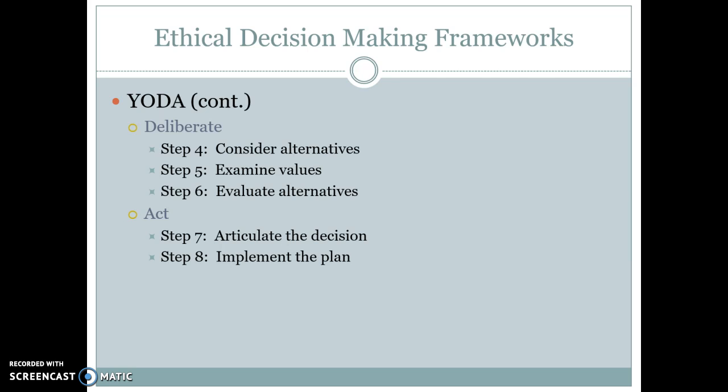The A in Yoda is act, which is to articulate the decision. So putting out there what happened, what was our decision, implementing that decision. And actually there's a step 9 here that's missing. That's a concluding review, which is again processing and evaluating the results.